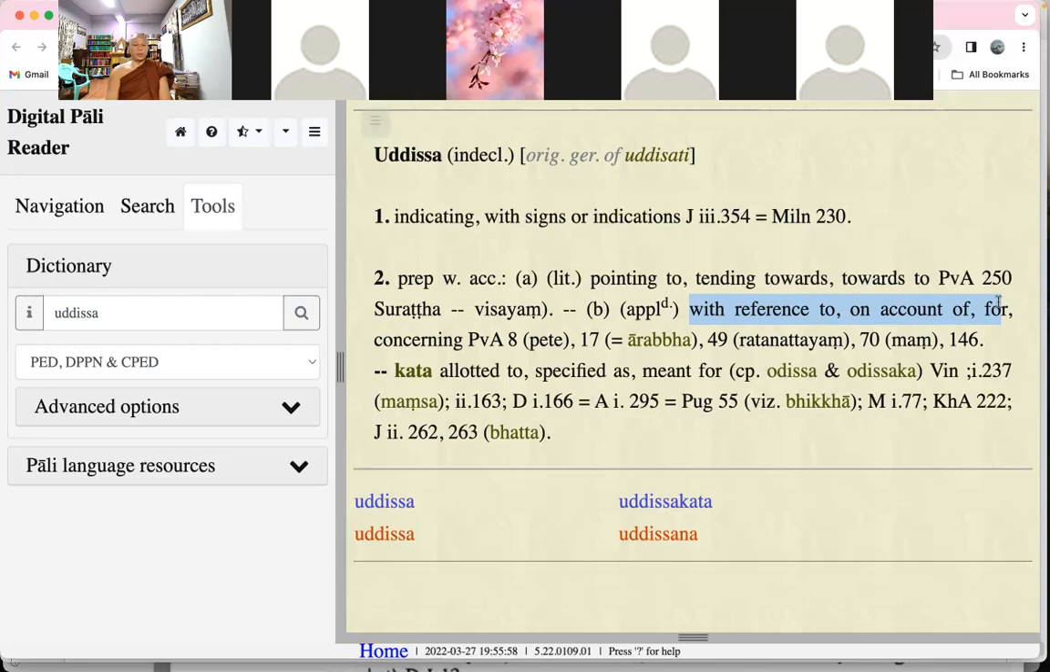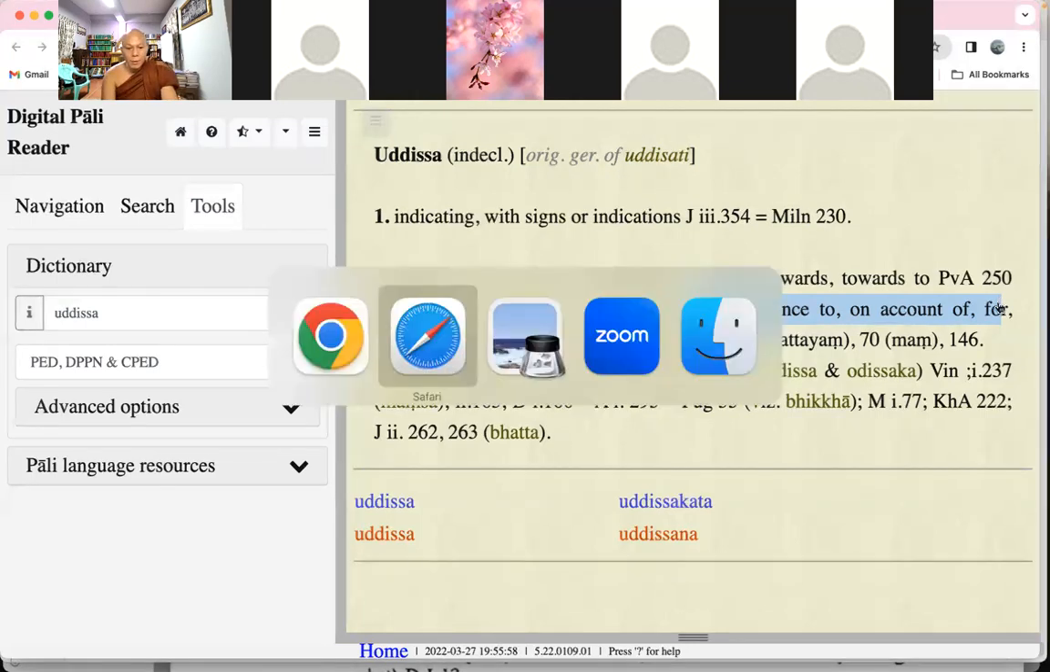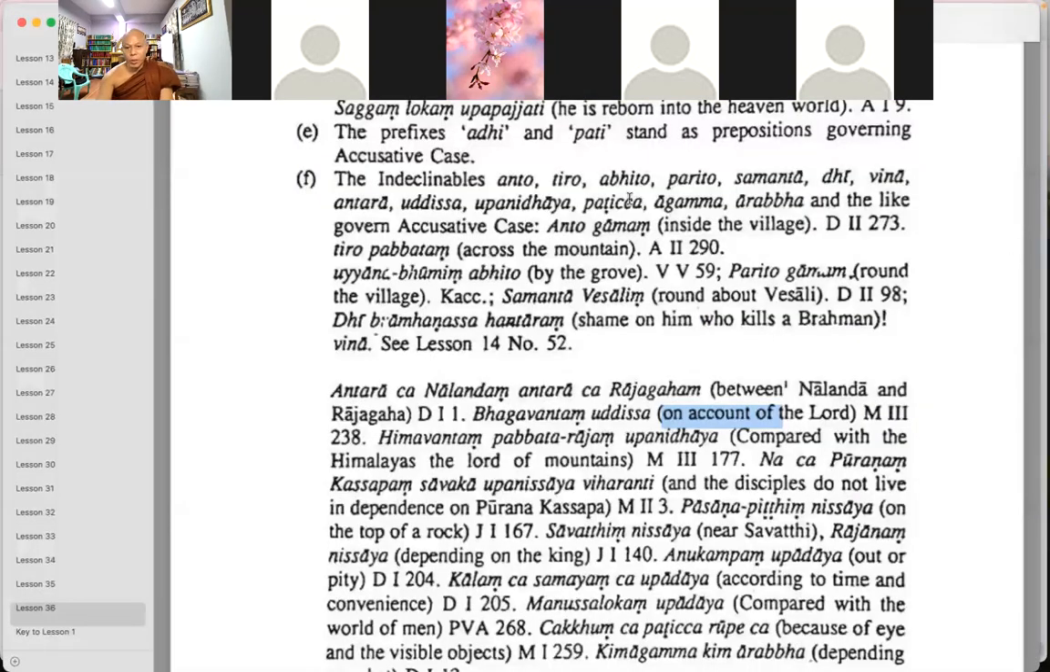Okay, so in this way, later words, not only Odessa, but also Upanidaya, Badeja, Agama, Araba and many more, are considered indeclinable. But if we trace back their origin, originally they are gerunds, but they are used as prepositions, and the meaning also differs from the root meaning. That is why they are counted as indeclinable, but not originally indeclinable. That part, I want you to understand.